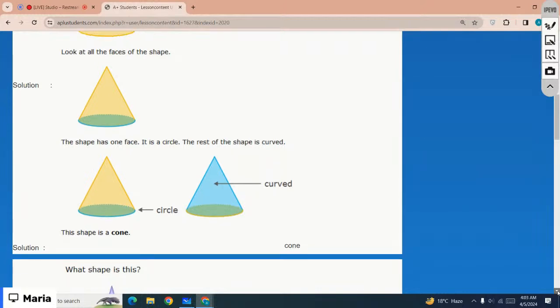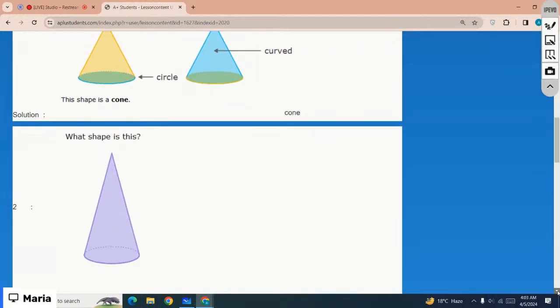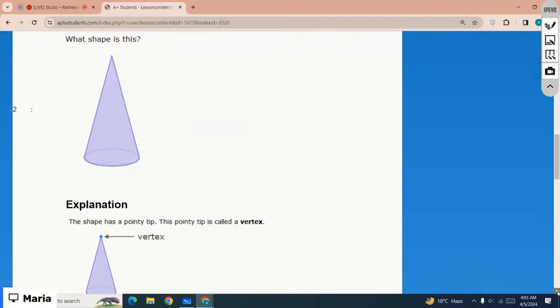The next one: what shape is this? Again, that is a cone. The shape has a pointy tip, the circular face, and the curved portion. So that is a cone. The correct option is cone.